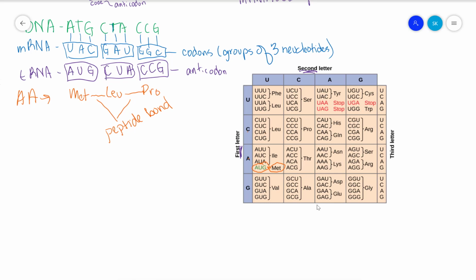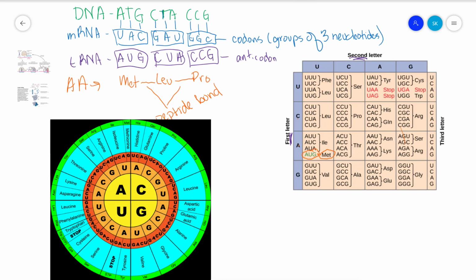Now, instead of using this box one, they could have one that looks like a circle, but it works in the same way. You would start with this first one, A, then pick the next one, U, then find the G, and then you have methionine. Okay, so the circle works in the same way. I think the circle one is actually easier. I don't know which one they'll put on your test.